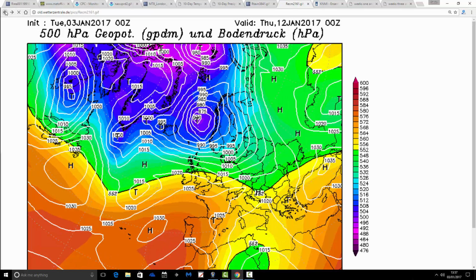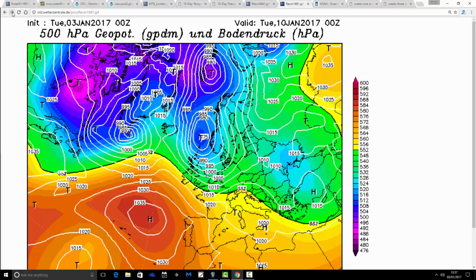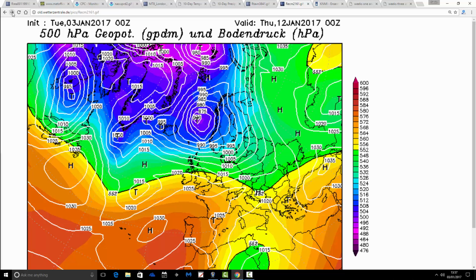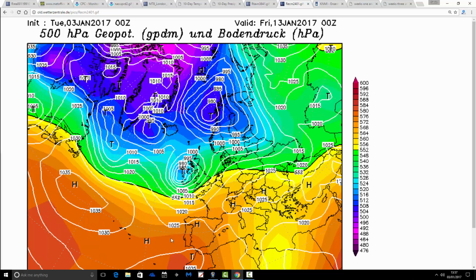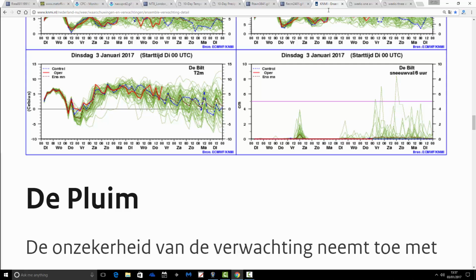It does look as though, as we run through this, the heights are beginning to pull out of Spain a little bit by day 10, trying to get out into the middle part of the Atlantic. We've got to get that high pressure away from Spain to get any particularly cold weather.